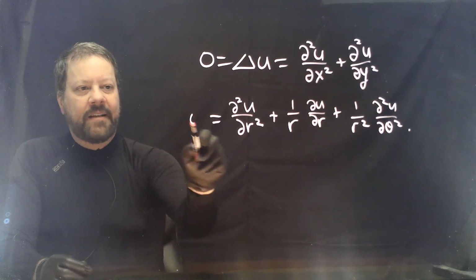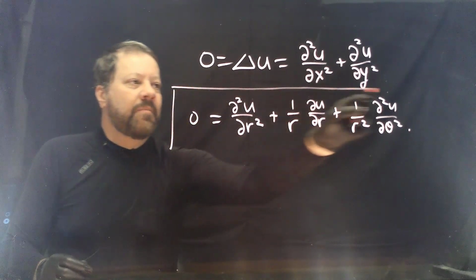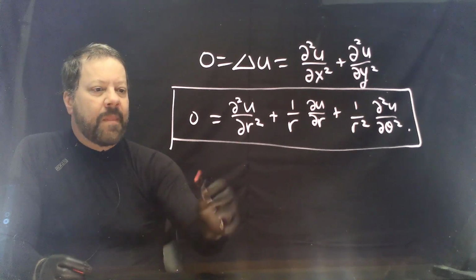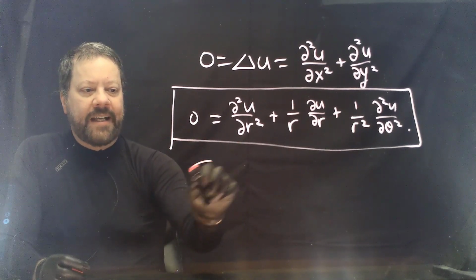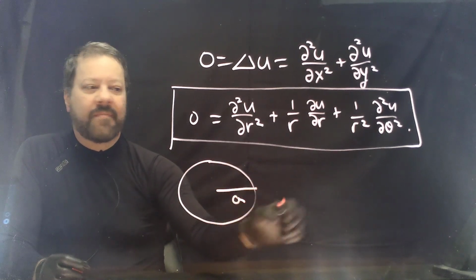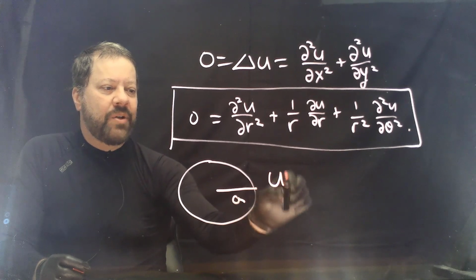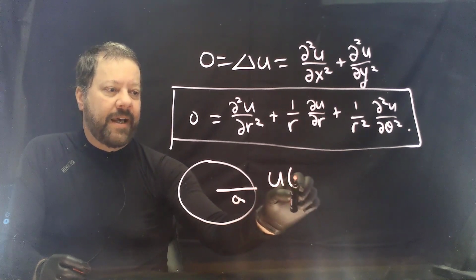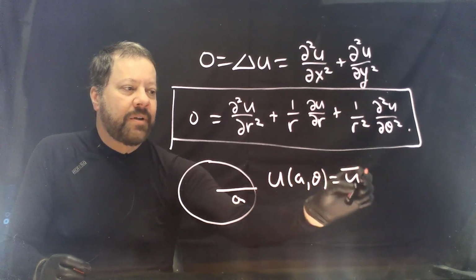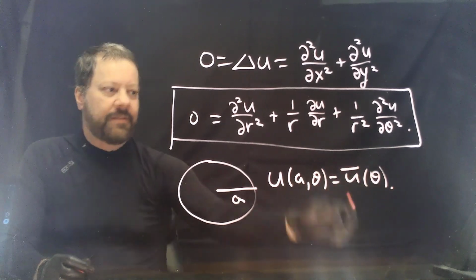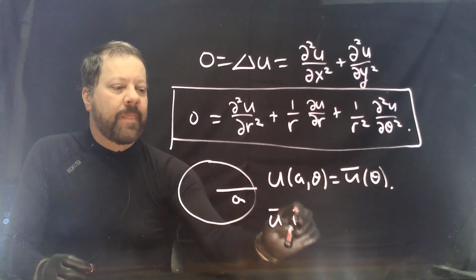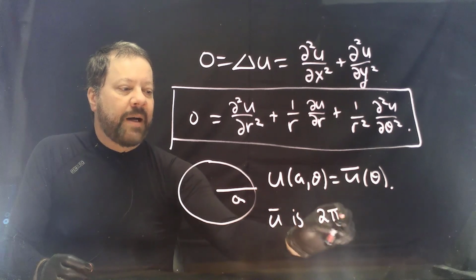We'll begin by looking at this equation, and in particular we'll have boundary data on some disk of radius a. We'll assume that u, evaluated at r equals a, theta will take on some value u bar of theta, and we'll assume that this u bar is 2 pi periodic.